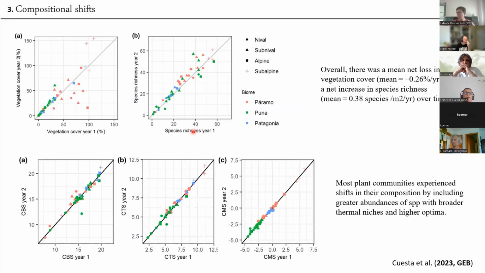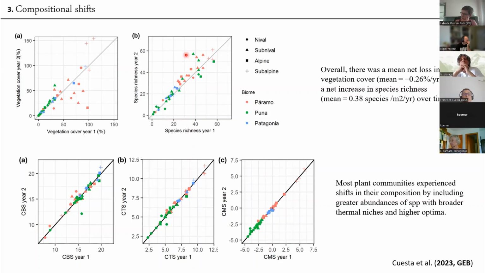And so when we compare the data from the censuses, this is just a simple diagram comparing species richness and vegetation cover. We found overall there's a net loss in vegetation cover, especially on the alpine and the lower belt, and an increase in species richness. Especially this is quite marked on the subnival summits of the Páramo, closer to the equator.